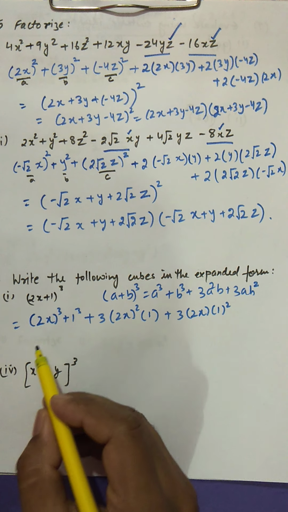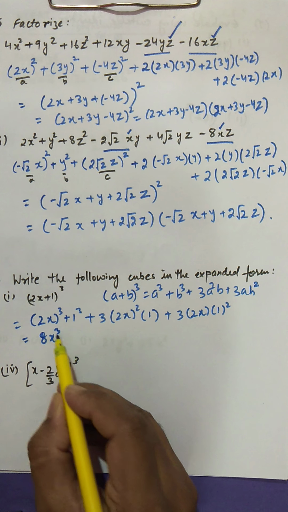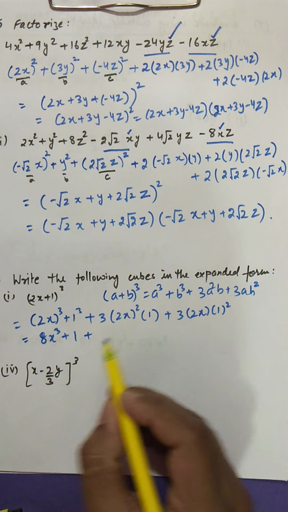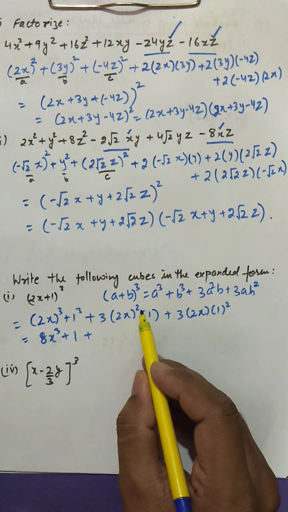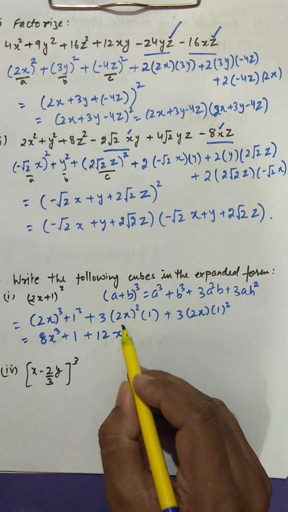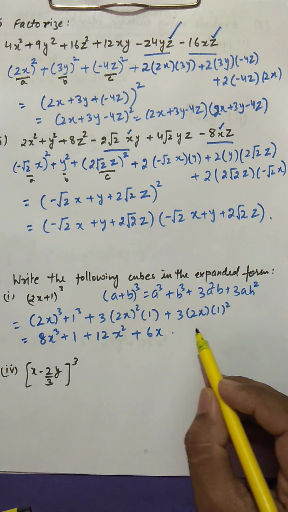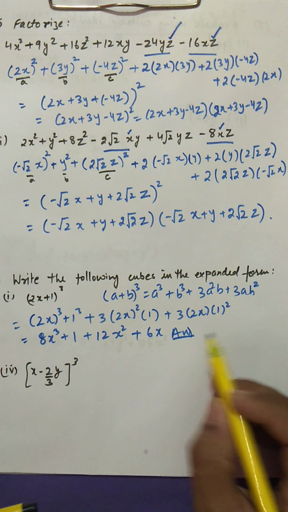Now after writing this, you just simplify it. 2x whole cube will be 8x cube. 1 cube is 1 plus 3 into 4, this 2 square is 4. So this is 4 times 3 is 12, and this will become x square, and now this is 6x. So this is the expanded form.